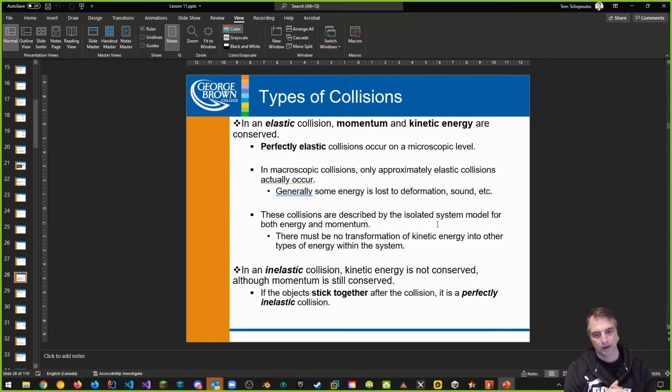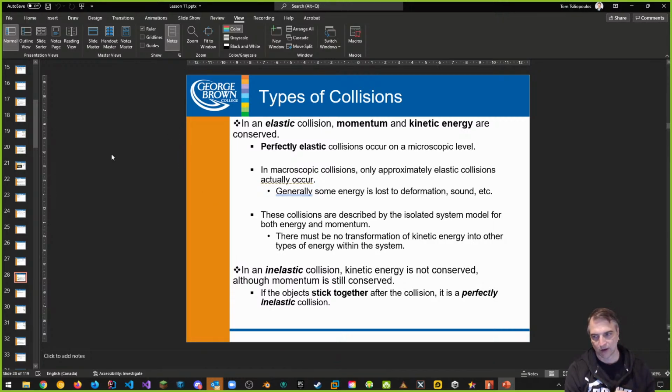These collisions are described by the isolated system model, and there must be no transformation of kinetic energy into other types of energy within the system. So we're not changing kinetic energy to potential energy. We're sticking with kinetic energy, because I'm transferring kinetic energy from one object to the other and back. Both objects are going to interact with each other, right? In an inelastic collision, that's the other type, kinetic energy is not conserved.